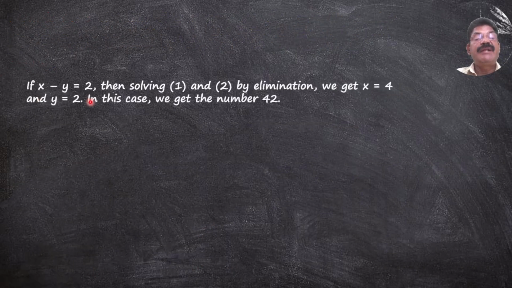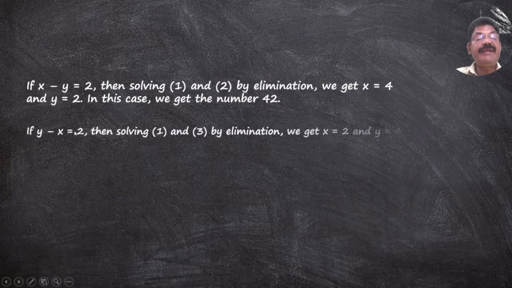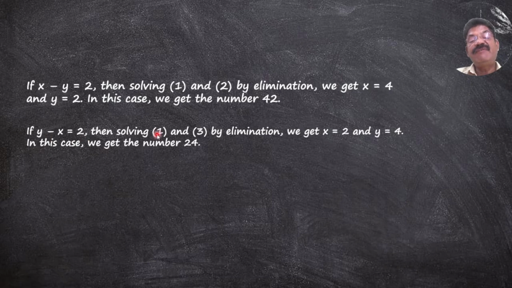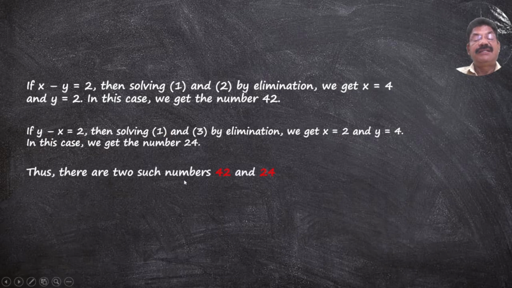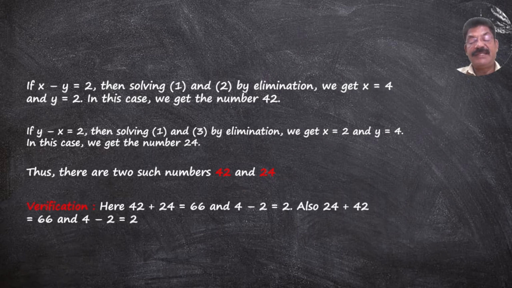If you consider x minus y equal to 2, then solving 1 and 2, we get x is equal to 4 and y is equal to 2. Therefore, the number is 42. If we consider y minus x is equal to 2, then solving 1 and 3, we get x is equal to 2, y is equal to 4. Therefore, the number is 24. Thus, there are two such numbers and they are 42 and 24. You can easily verify that.